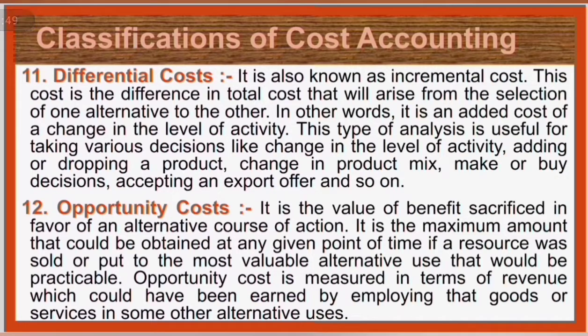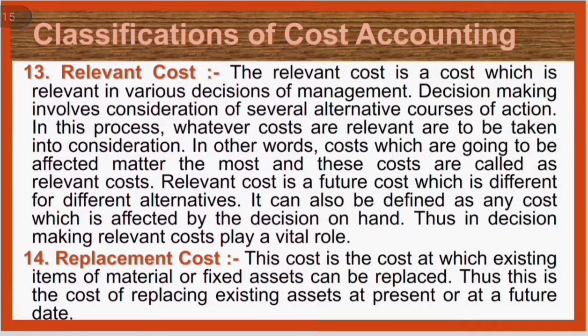Number 12, opportunity cost. It is the value of benefit sacrificed in favor of an alternative course of action. It is the maximum amount that could be obtained at any given point of time if a source was sold or put to the most valuable alternative use that would be practicable. Opportunity cost is measured in terms of revenue which could have been earned by employing that goods or services in some other alternative uses.